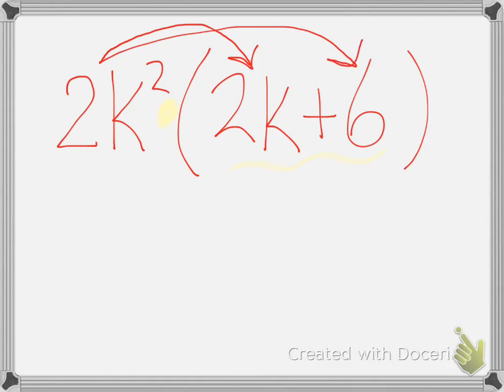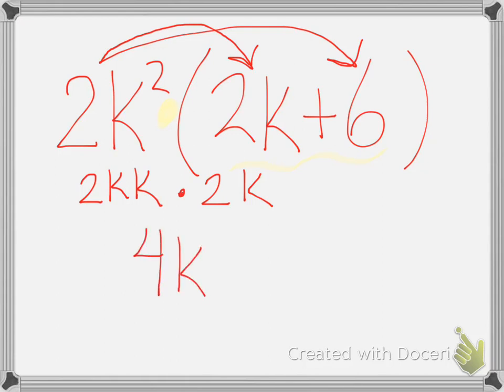So 2k squared times 2k. If you have 2k squared, and you multiply it times another 2 and a k, then you can see that that's going to be 3 k's, so it's going to be 4k cubed. If you get confused, write it out like this. That's the best way. And then 2k squared times 6.